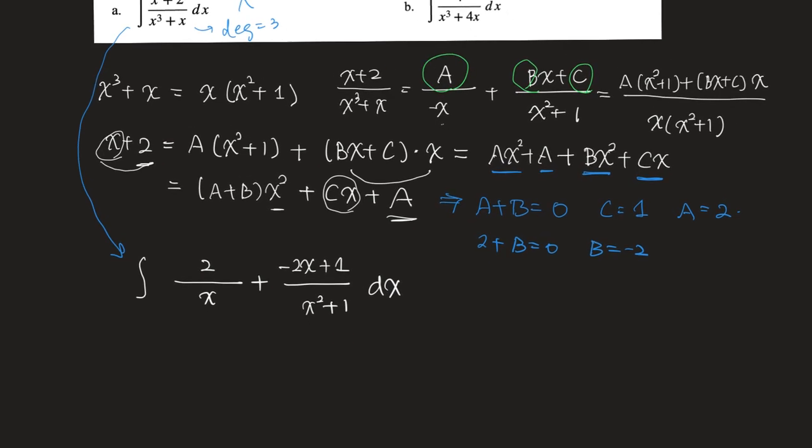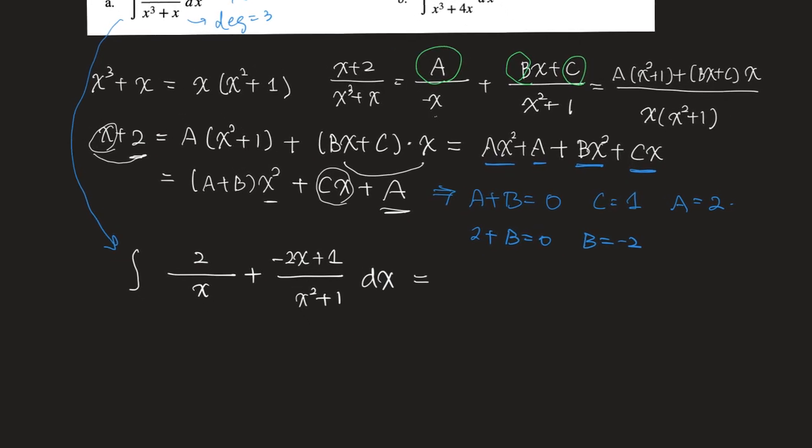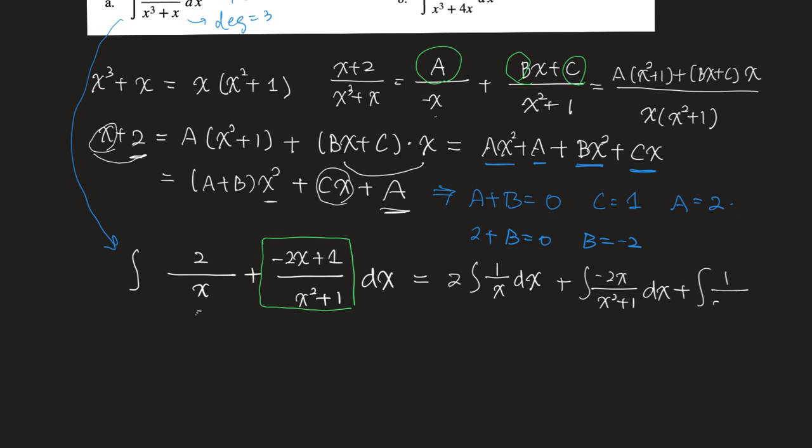Now, what's the next step? Be very careful, guys. When you see this integration, the first part you can do: 2 integral 1 over x dx. The second part, guys, be very careful. By itself, you cannot do any substitution. What you have to do is separate it: plus integral negative 2x over x squared plus 1 dx plus integral 1 over x squared plus 1 dx. Then you find the antiderivative.